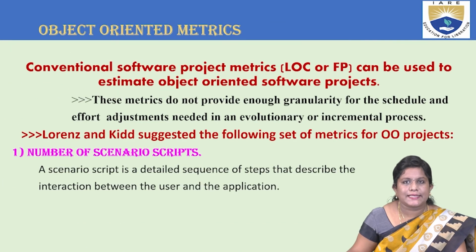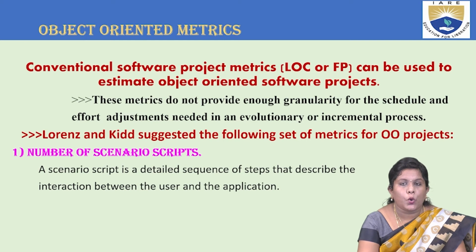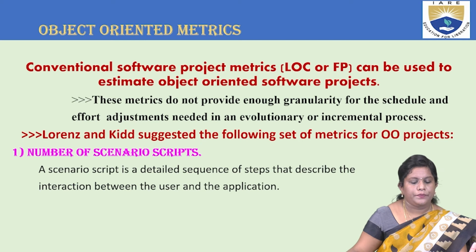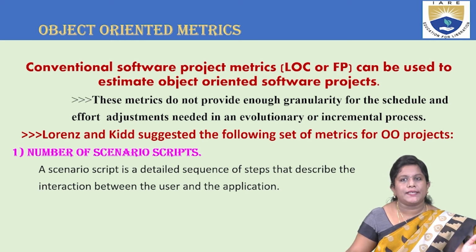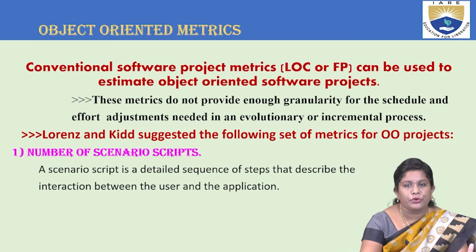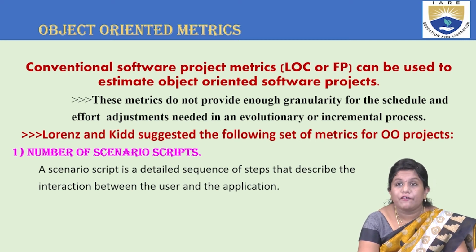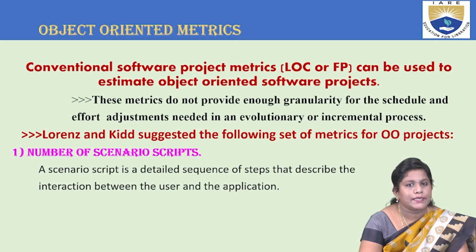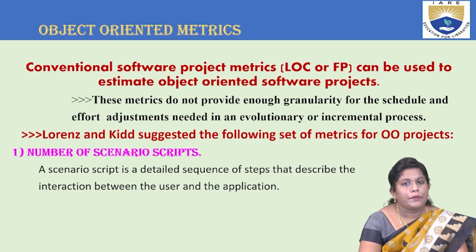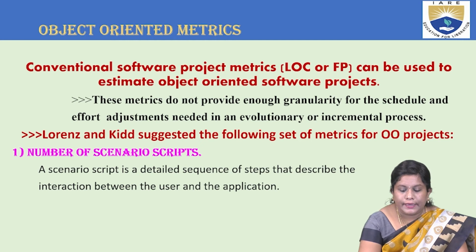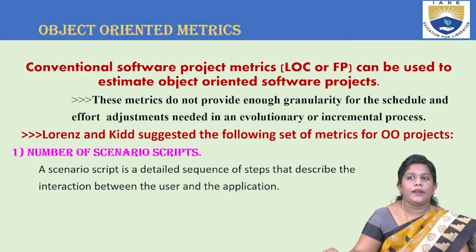So moving to the next one, that is the object-oriented metrics. That is the next category in the size measurement. Now, what is this object-oriented metrics? As I have told you, we have discussed LOC and FP, which are considered the conventional software project metrics, that is, conventional measures involving LOC and FP, the lines of code and the function points, right? And they can also be used to estimate object-oriented software projects.